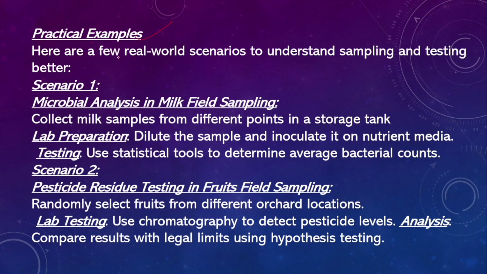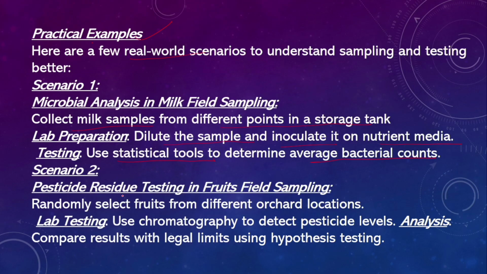Some practical examples: here are a few real world scenarios to understand sampling and testing better. The first one is microbial analysis in milk. For field sampling, collect milk samples from different points in a storage tank, dilute the sample and inoculate it on nutrient medium. Next, the testing process uses statistical tools to determine the average bacterial count. By practicing the statistical methods, we can understand the bacterial count in the milk.